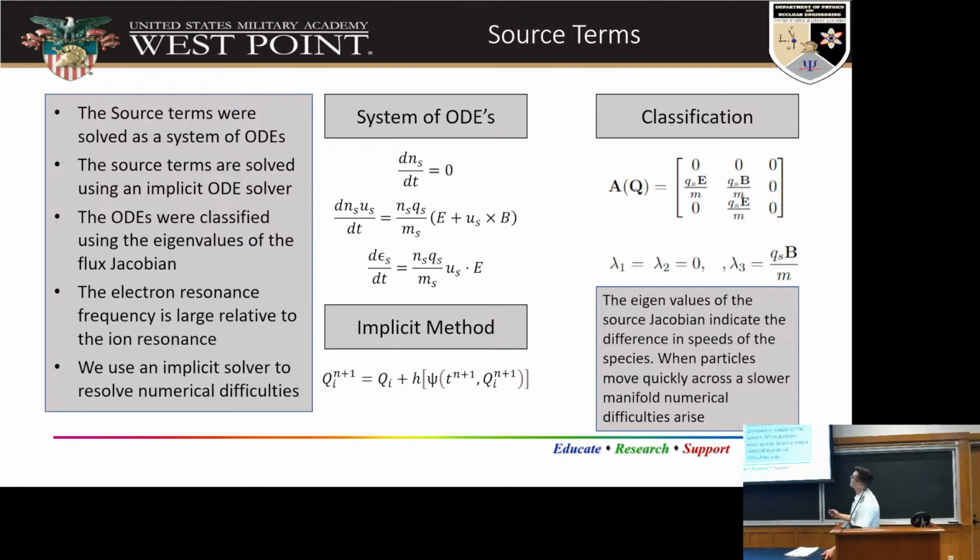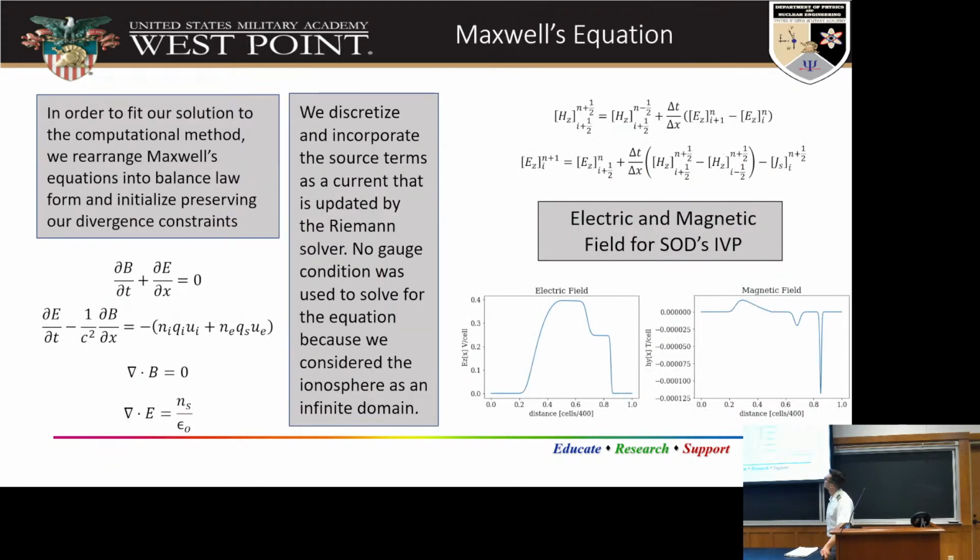When I solved for the eigenvalues, I wanted to classify these because I wanted to know which numerical method to use to evolve the terms. And I found that the eigenvalue is something physical. It's the electron cyclotron resonance frequency. Or actually, it's the charged species cyclotron resonance frequency. So these numerical equations are stiff because the electron is moving against the ions, and that is a much slower manifold than just the charged particles. That's basically described here, that the eigenvalues of the source Jacobian indicate differences in speeds and species.